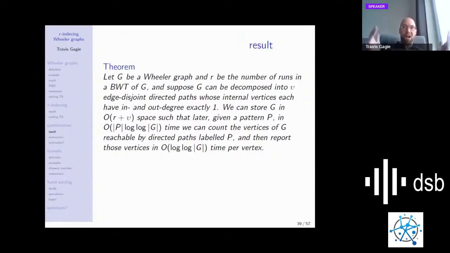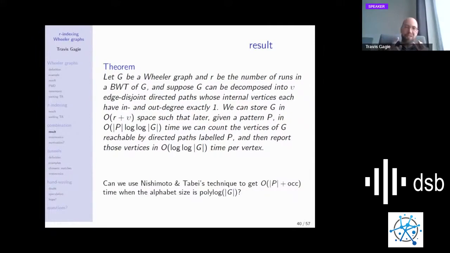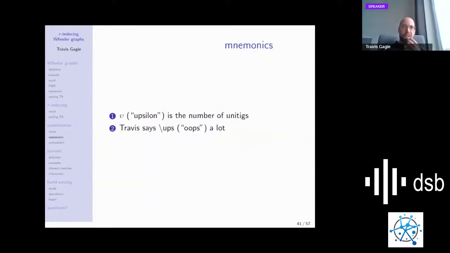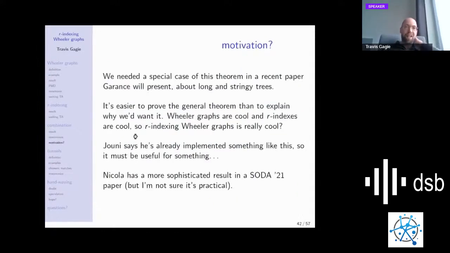So this isn't actually that hard. We're taking the upsilon unitigs and we're treating them like strings. So it might be interesting. I don't know if you can use Nishimoto and Tabei's technique to get a speedup here too, when the alphabet is polylogarithmic in |G|. Okay, so how do you remember this? Upsilon is the number of unitigs, and I tend to say oops a lot.